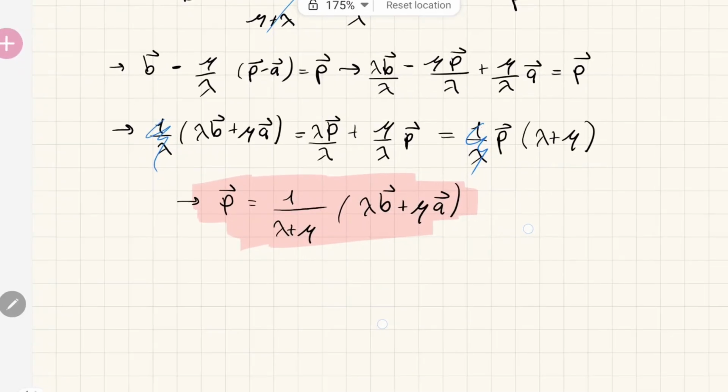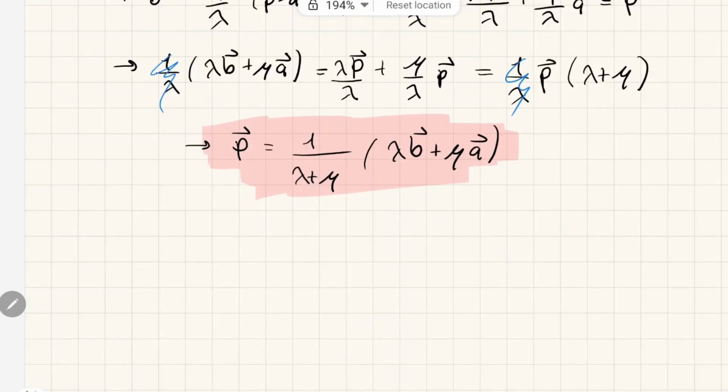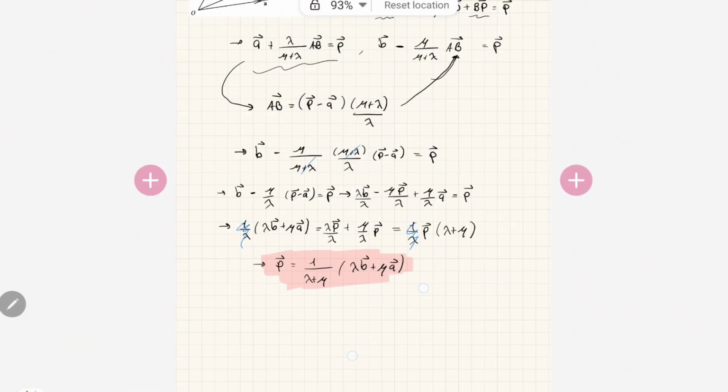In another video, we'll see an example of how to use this ratio theorem, for example, to calculate the centroid of a triangle.